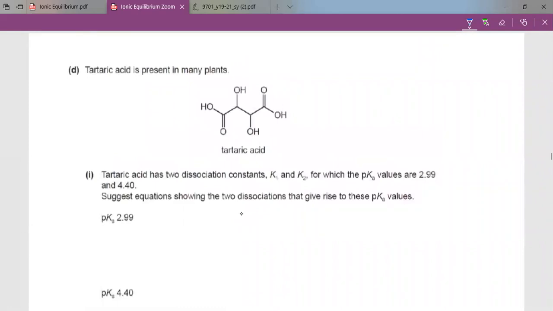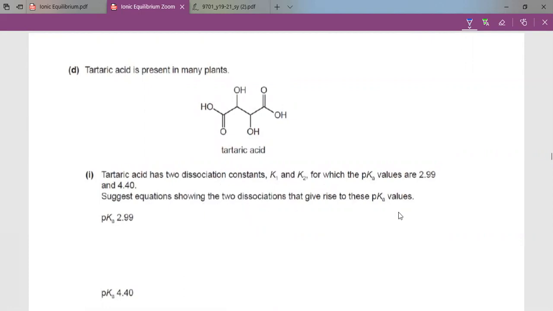Now here, a different way of asking. Tartaric acid is present in many plants. I think tartaric acid is present in apples. Tartaric acid has two dissociation constants, pKa1 and pKa2, which are 2.99 and 4.40. Suggest equations for the two dissociation constants.